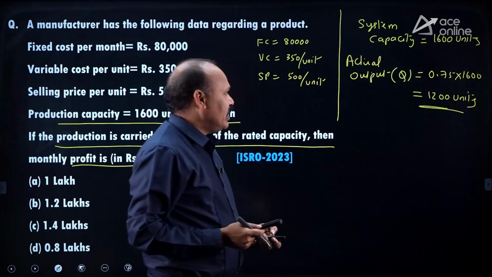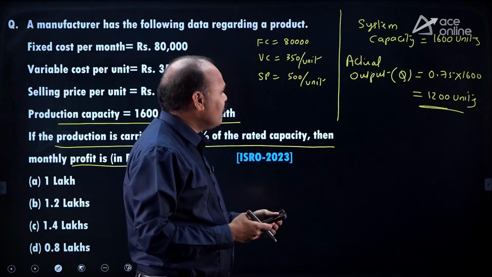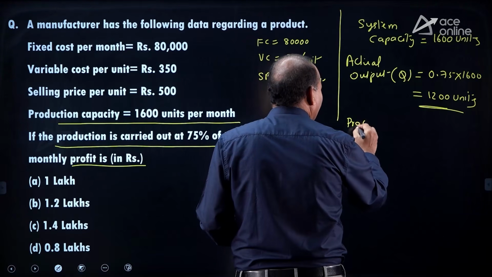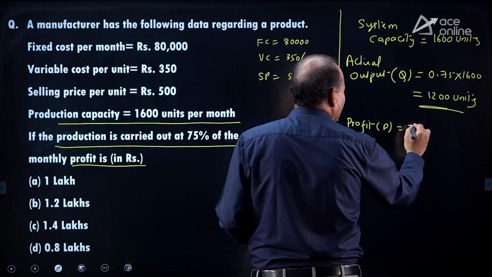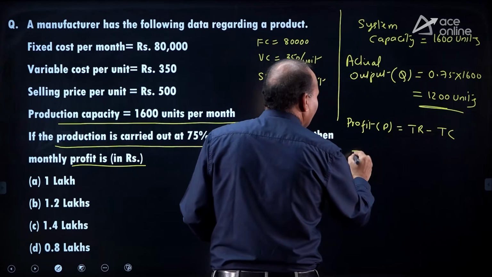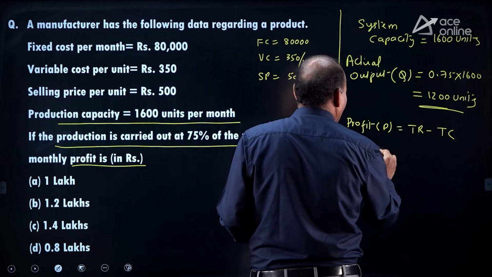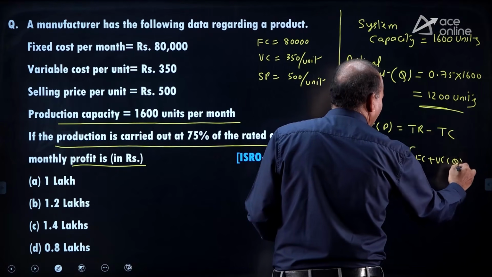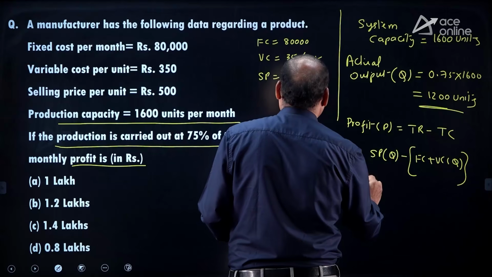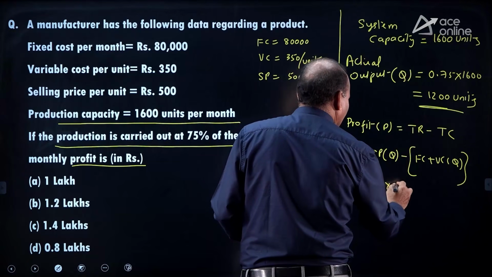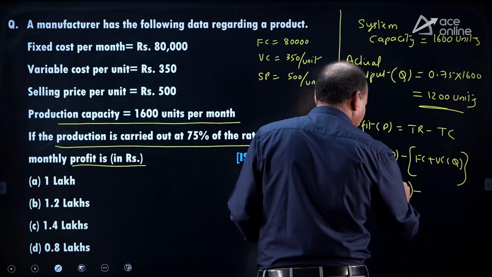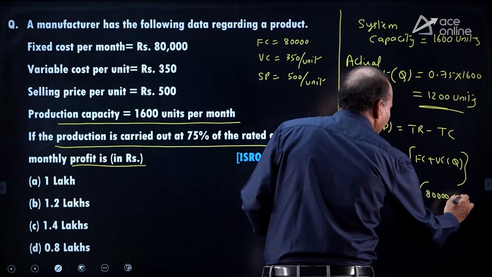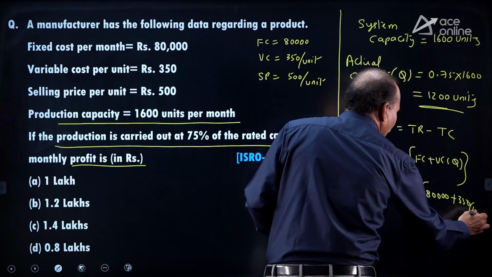What is the monthly profit? If you go with these 1200 units, what is the profit? What is the equation for profit? Profit is equal to revenue minus cost. Revenue is equal to SP into Q. Cost is nothing but FC plus VC into Q. If you substitute, SP is 500 into 1200, this is the revenue. Cost is 80,000 plus 350 into 1200.